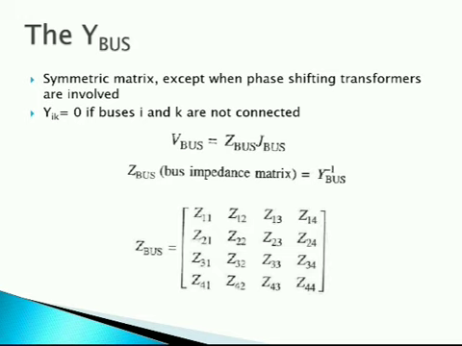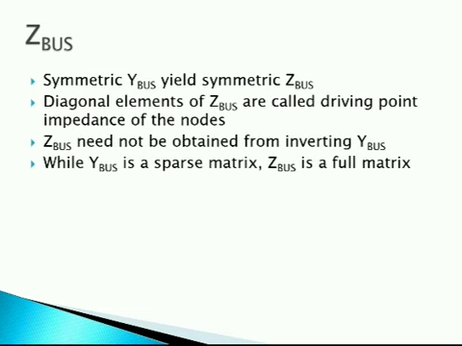Now the equation is written as V bus equal to Z bus into J bus. The Z bus is the bus impedance matrix, and it is obtained from the inverse of Y bus. Okay, and this is the Z bus, written in this form. Now we talk about Z bus. Z bus is also symmetric if Y bus is symmetric. If you notice here, we are obtaining Z bus from Y bus. The diagonal element of Z bus is called the driving point impedance of the nodes.